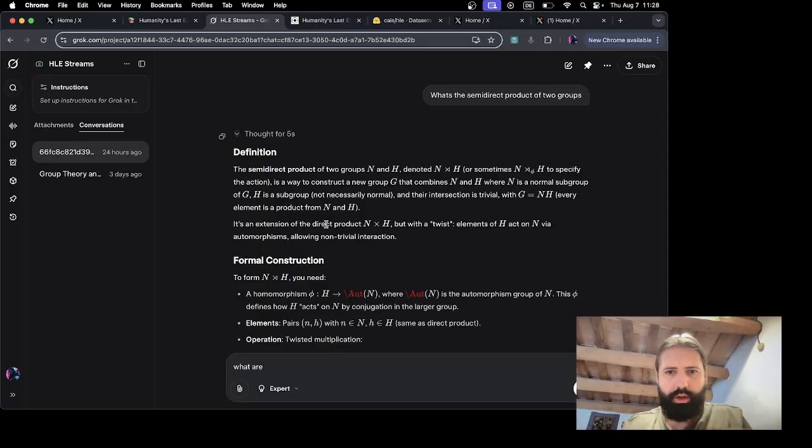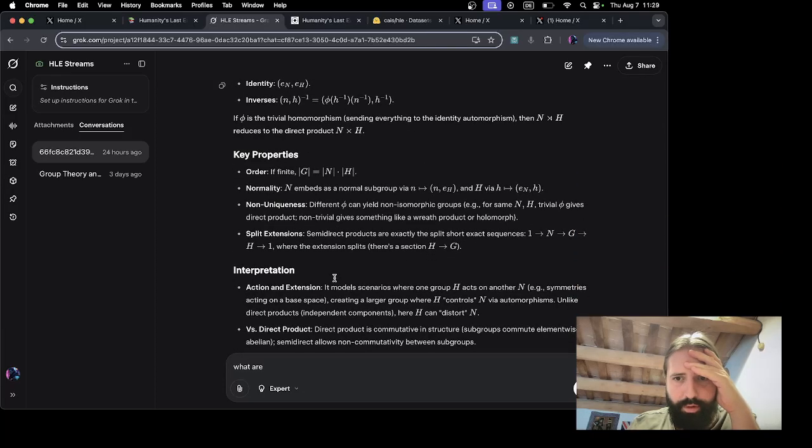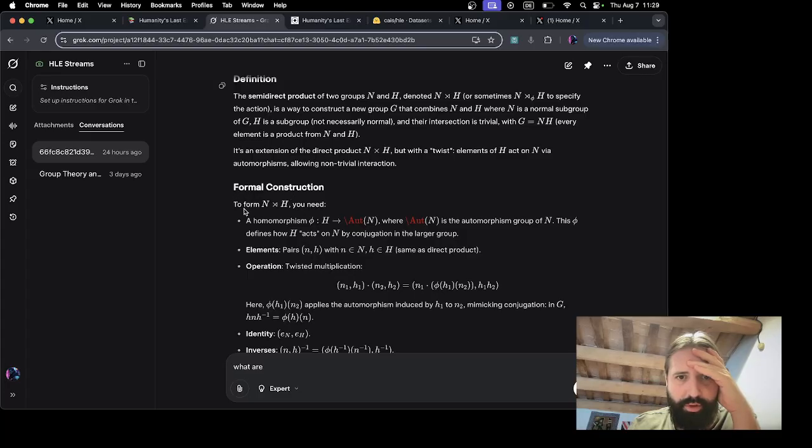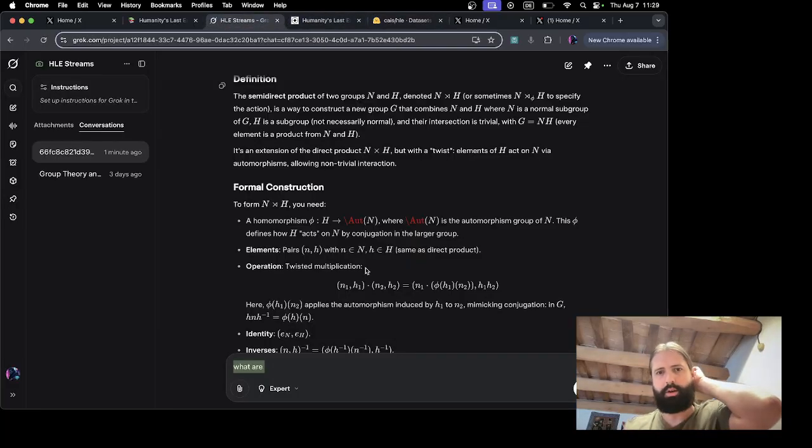Oh well, it's here. So the problem is, I think those sometimes are just a little too formal for my taste, at least for what I'm trying to do now, but it's good. So to form N, how do you read that? I'm going to say N times H. You need a homomorphism. No, the automorphism group of N. So this thing, I think that's a phi or something like that, defines how H acts on N by conjugation in the larger group.